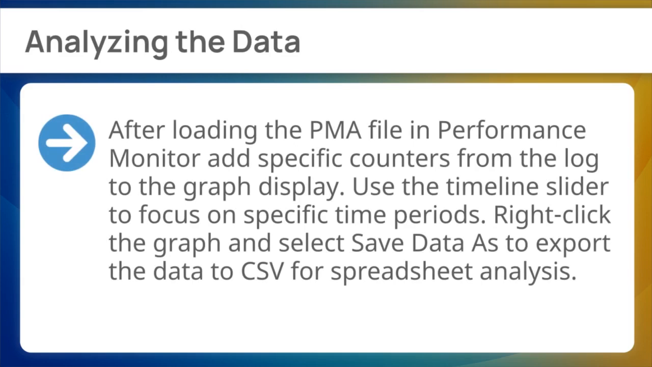Next, analyzing the data. After loading the PMA file in Performance Monitor, add specific counters from the log to the graph display. Use the timeline slider to focus on specific time periods. Right-click the graph and select Save Data As to export the data to CSV for spreadsheet analysis.